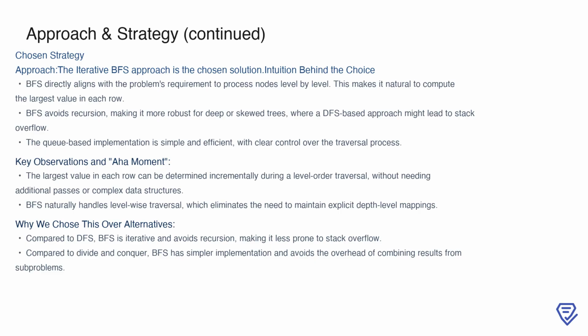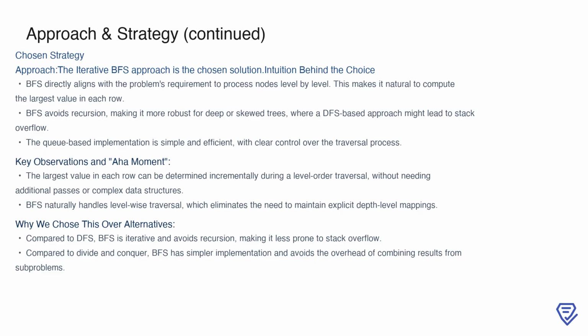Unlike the recursive DFS approach, BFS avoids the risk of stack overflow, which can occur in deep or skewed trees, and the queue-based implementation provides clear and efficient control over the traversal. The key insight is that BFS inherently processes nodes in a level-order fashion, allowing us to determine the largest value at each level incrementally without requiring multiple passes or additional complex data structures. Compared to DFS, BFS is more robust for trees with significant depth.